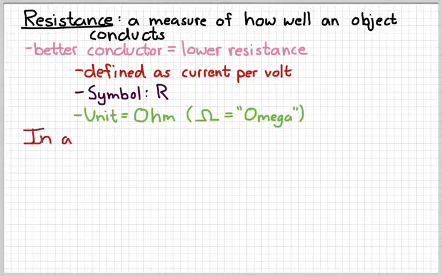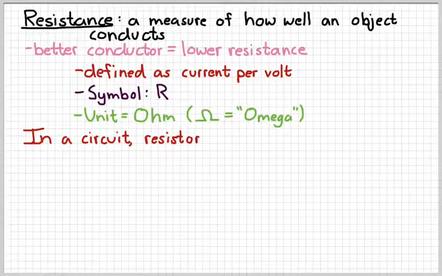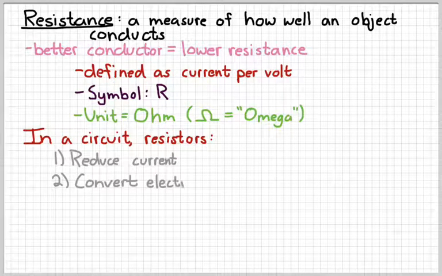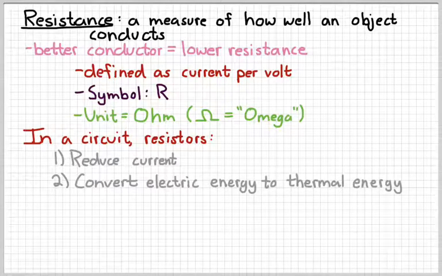move through it. In a circuit, a resistor is going to do two things. First of all, it's going to reduce the current, and second, it's going to convert electrical energy to thermal energy. A light bulb is an example of a resistor. It's going to make the current smaller, and it's also going to take electrical energy and convert it to thermal energy. That's why a light bulb glows. That's why a light bulb feels hot.